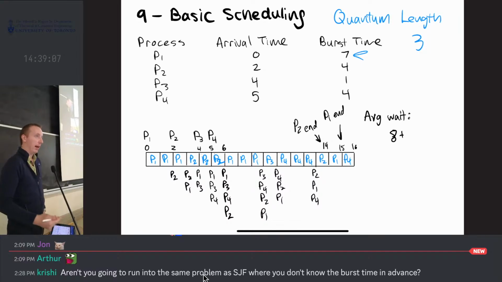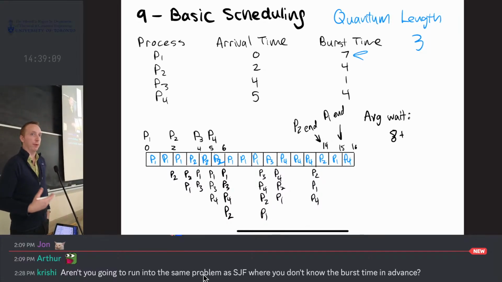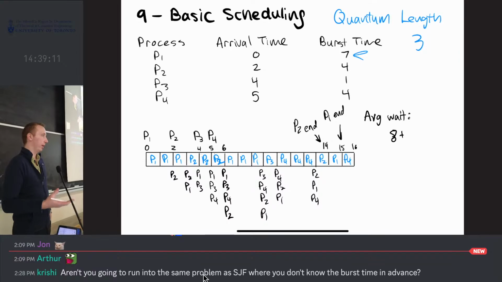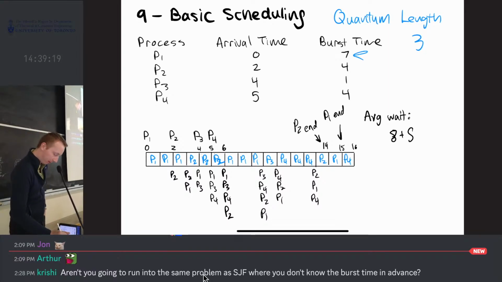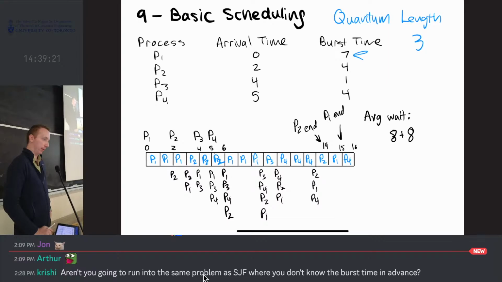And it came in at time 2, so it was around for 12 time units, right? 14 minus 2. So it was around for 12 time units. It ran for 4 of those, so it must have been waiting for 8 of those units. Now we have to calculate the waiting time for P3.